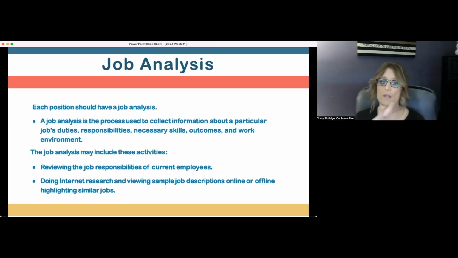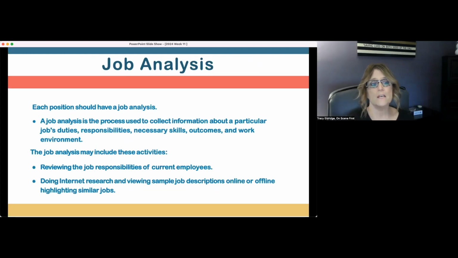There's going to be two things here: job analysis and job description. A job analysis, each position should have a job analysis. Maybe that means that somebody comes in and does an outside look at what are the needs of this position. So a job analysis is the process used to collect information about a particular job duty, responsibility, the necessary skills, outcomes, and work environment that this particular job should have.